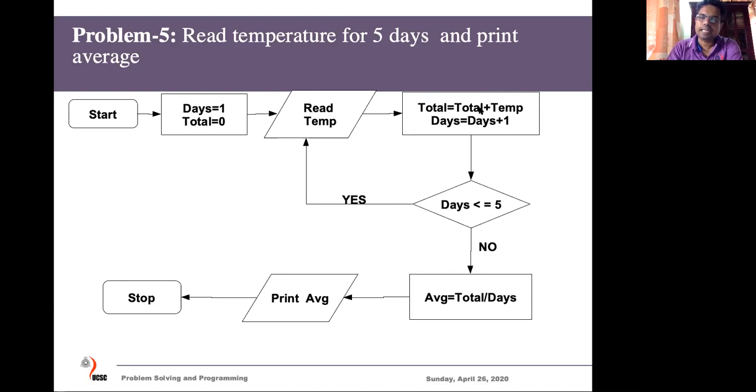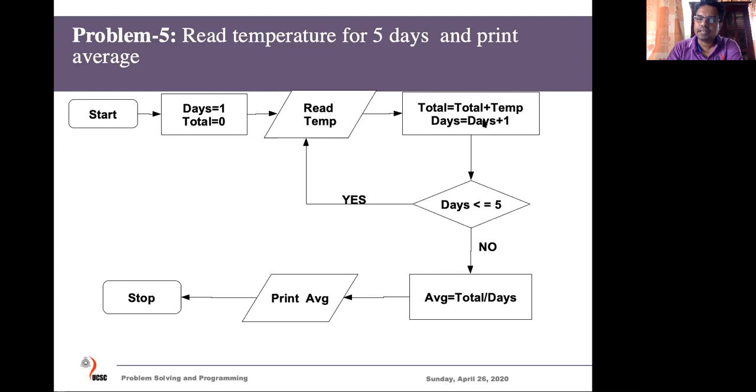So for example, I read the temperature of the first day, and when I increase the day variable by 1, it becomes 2. Then 2 is less than 5, so this conditional will return yes, or true. Then it comes back and reads the temperature again. That temperature is added to the total, and the day count increases by 1, and back to check the condition.